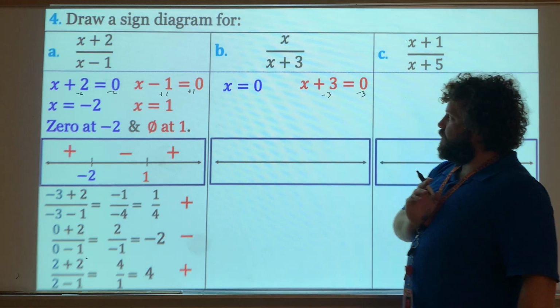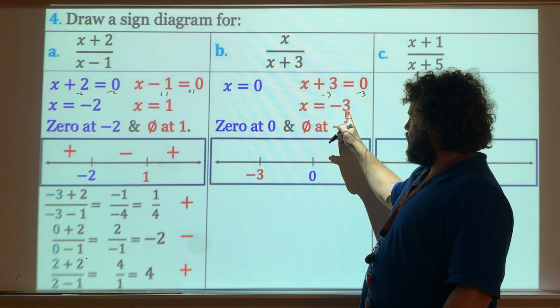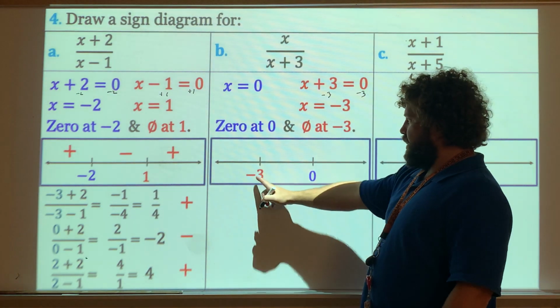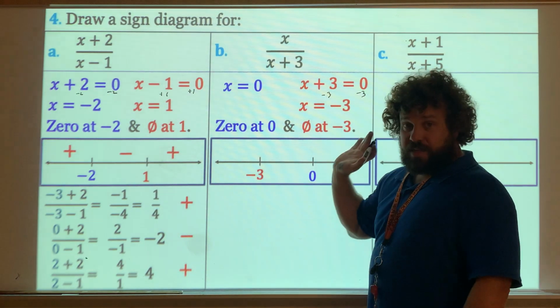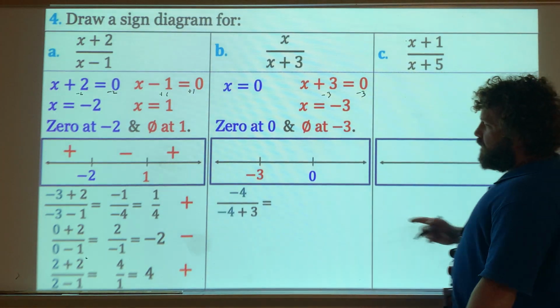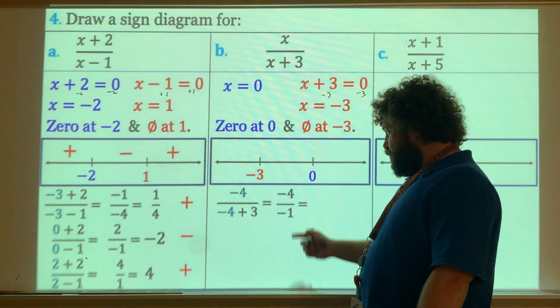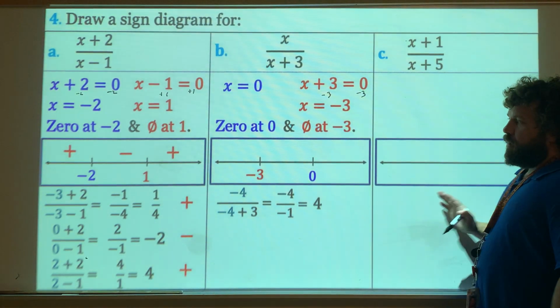Subtract 3 from both sides, x equals negative 3. So you have a 0 at 0 and it's undefined at negative 3. Negative 3 comes first because it is less than 0. Pick a number less than negative 3, like negative 4. Negative 4 divided by negative 4 plus 3 is negative 4 divided by negative 1, which is a positive 4.